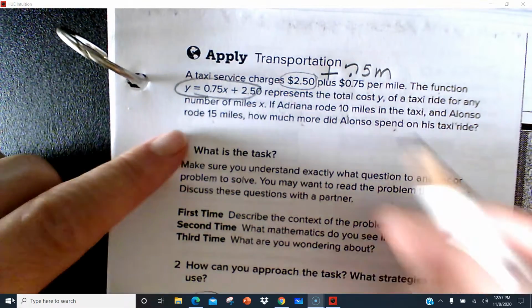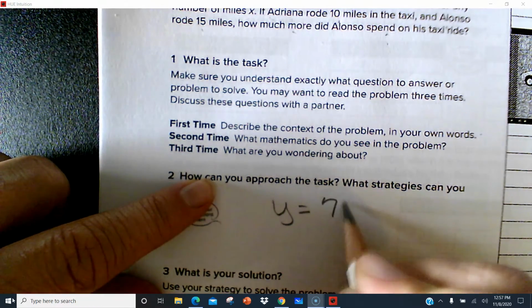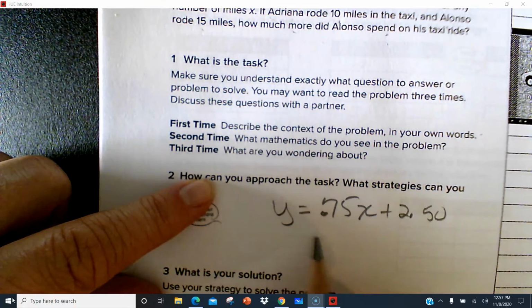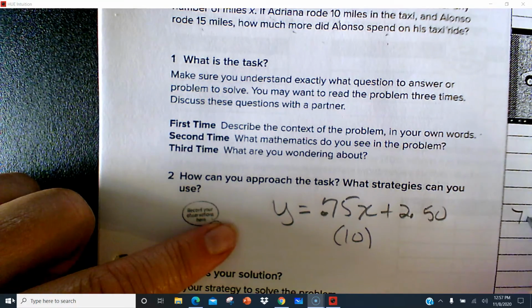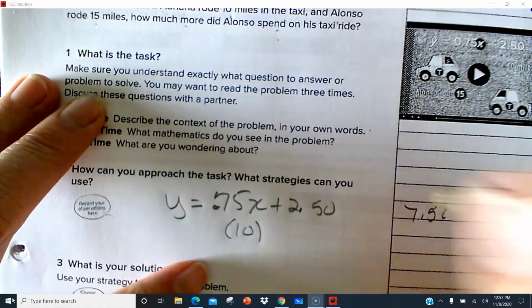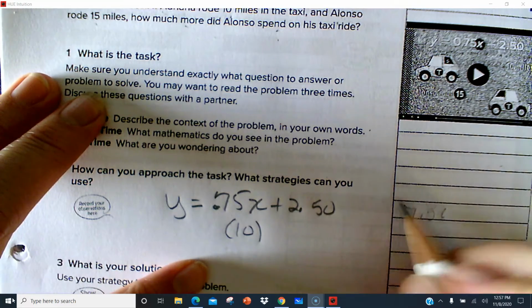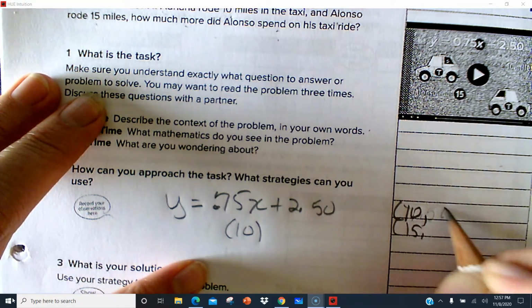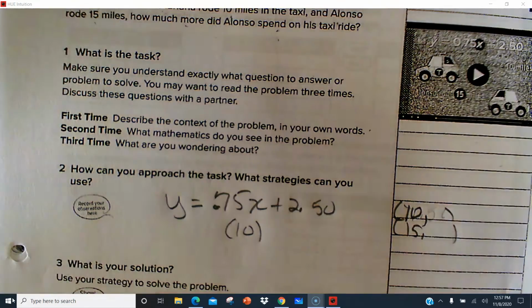Well, obviously you put it back in there, right? So if I have y equals 75 cents per mile, one person did 10, the other person did 15. So essentially what happens when x is 10 and when x is 15, what's it going to be? You put that in and then you find out. I'll let you guys do that.